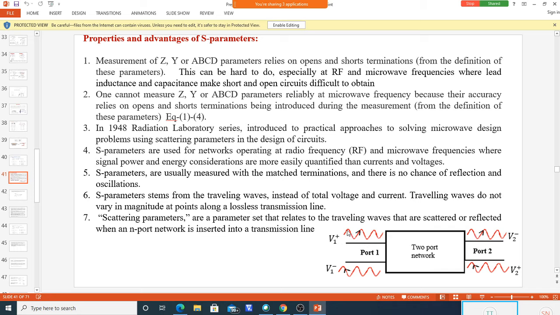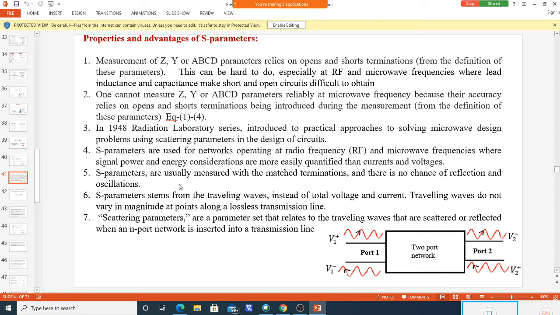For example, if you take a lead like this, there is a wave. Over this lead itself, the signal varies like this. It increases, reaches a maximum, and comes down like this. We cannot measure the voltage exactly at any point over this. But power remains the same. If you measure power at any point over this lead, the power measurement remains the same. That's why they go for power measurement instead of voltage and current measurement at high frequency.